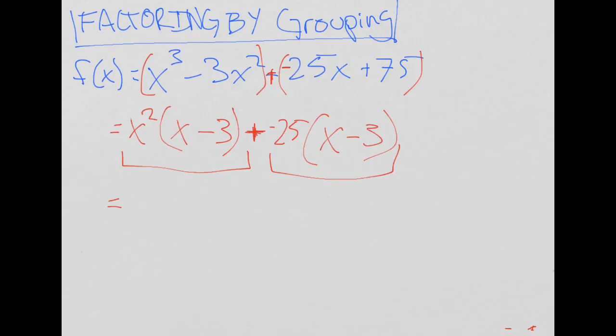So now you have to recognize that your first term and your second term, with those big brackets underneath them, both have an x minus 3 in common. So I factor out an x minus 3 from both of those terms, and now what am I left with? Well, I'm left with an x squared and a negative 25.